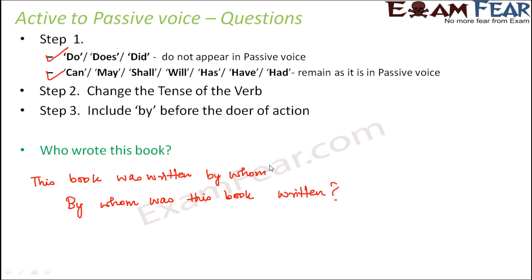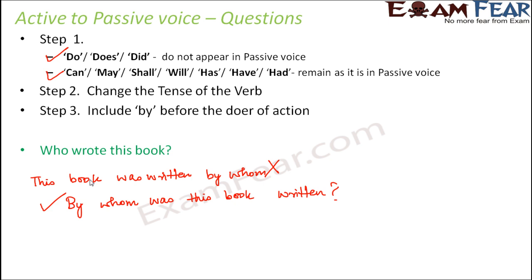So this is not the right way, but this is the right way, because when you ask a question, you always put the verb before. Instead of writing this book was written, you write was this book written. So by whom was this book written? This is how you frame a question. Basically, following the 3 steps, you will get all the correct words, but then you need to reframe them correctly to frame a question in passive voice.